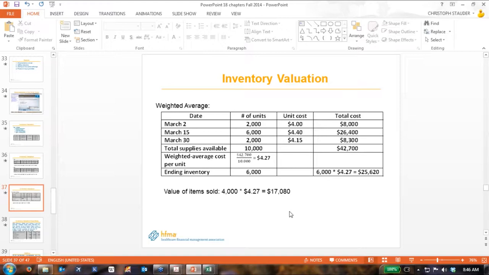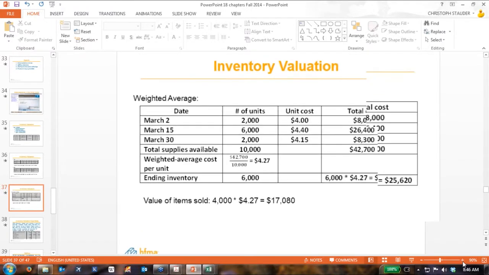So what is weighted average? It's really the average of all of the purchase prices that are sitting there on the shelf at any given time. So we used 4,000 and we're going to have to figure out the average price. It's a weighted average, which means that 2,000 items get valued at $4, 6,000 at 4.40, and 2,000 at 4.15. You add those together, that's 10,000 items that you see here in the denominator.